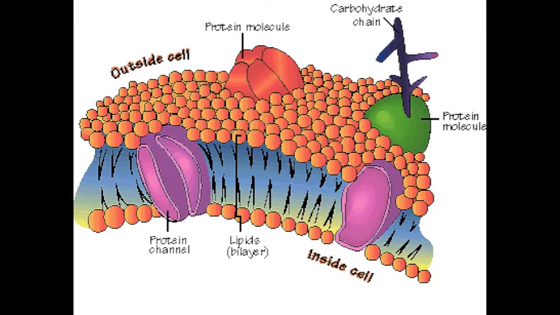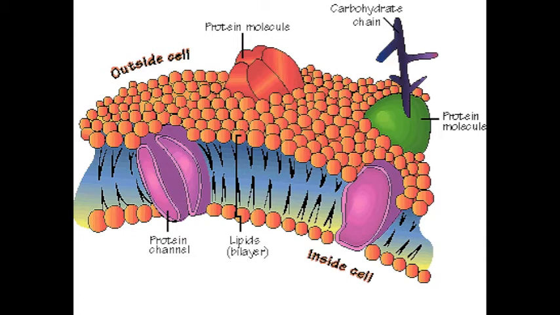Let's start with the cell membrane. In the animal cell, the cell membrane is to support and protect the cell from its surroundings. A way to think about it is our skin and how it supports our insides, but also protects our insides from our surroundings or outsides.